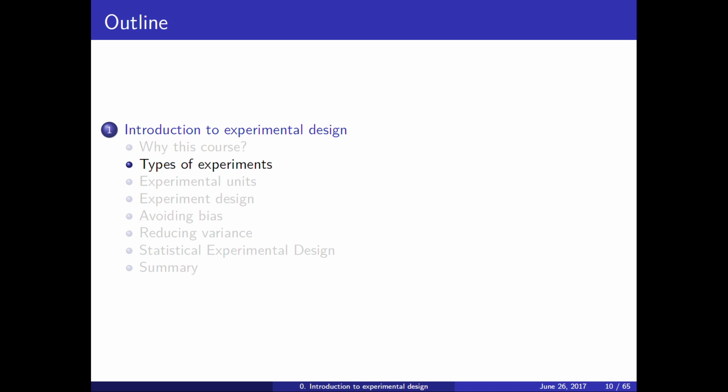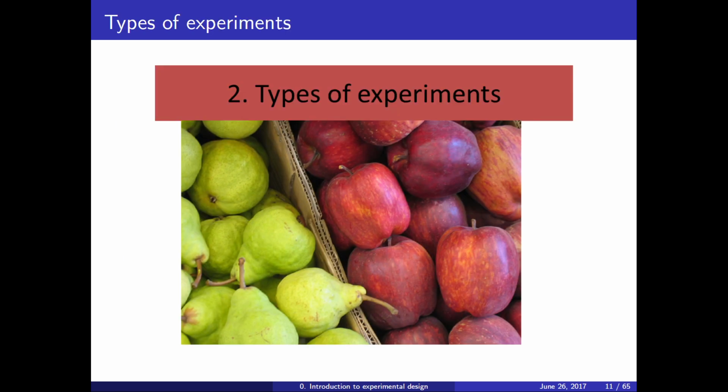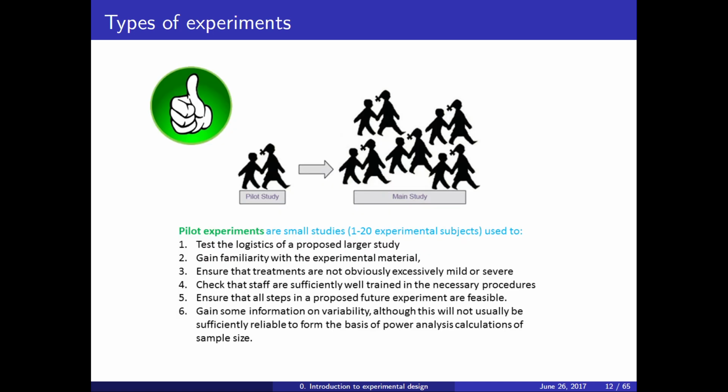Okay, so what kind of experiments do we have? We have to separate apples from pears. Not everything is the same. So pilot studies are small studies, typically between 1 and 20, maybe 20 is already too much, depending on the context, but in animals typically you use between 1 and 5. And the main goal of this type of experiment should not be statistical, it should be more logistic.